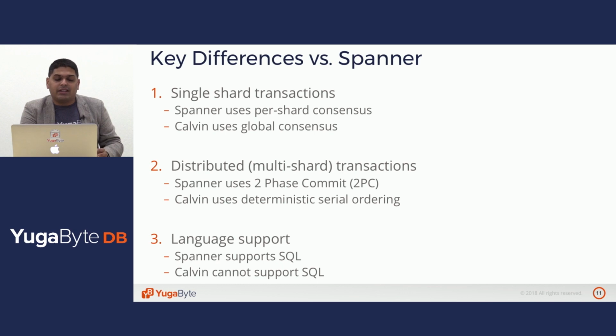The net result at the end of the day is that from a language standpoint, Spanner has the ability to support the full spectrum of SQL, including secondary indexes as well as session transactions, whereas Calvin loses support for things like dependent transactions, which are the foundation for session transactions, and as a result cannot support the complexity of SQL as a language.